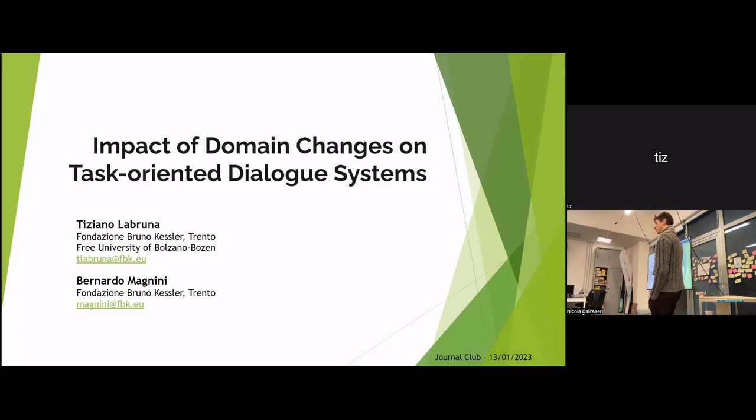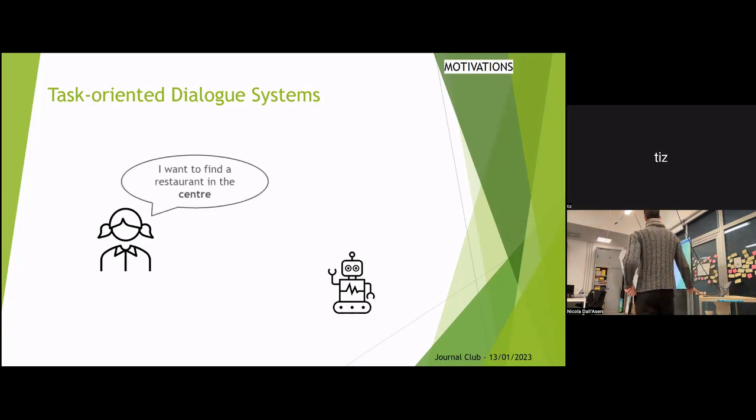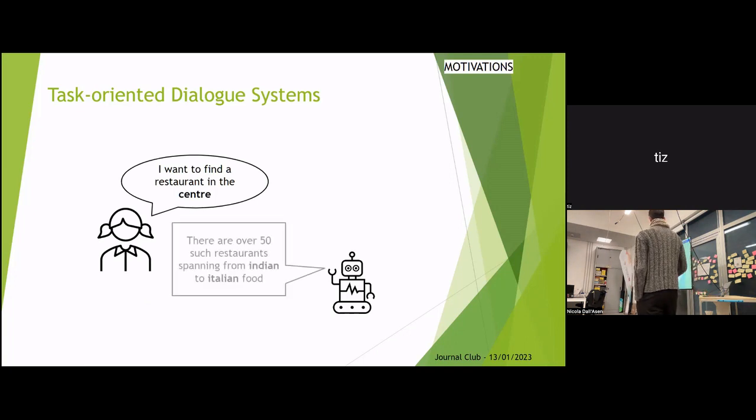So the topic of my PhD is dialogue systems, and in particular, I'm focusing on analyzing the impact that domain changes, that is changes that occur to the world, have on task-oriented dialogue systems. So first, we are going to see what a task-oriented dialogue system is. Let's say that we have a user and a system. The user says something like, I want to find a restaurant in the center, and the system responds with information about this request. A task-oriented dialogue system has the objective of guiding the user through reaching a certain goal. This goal can be booking a restaurant or buying a train ticket or a room in a hotel.